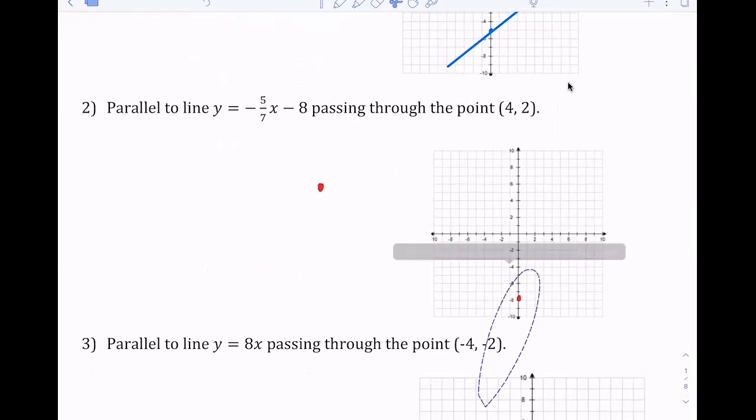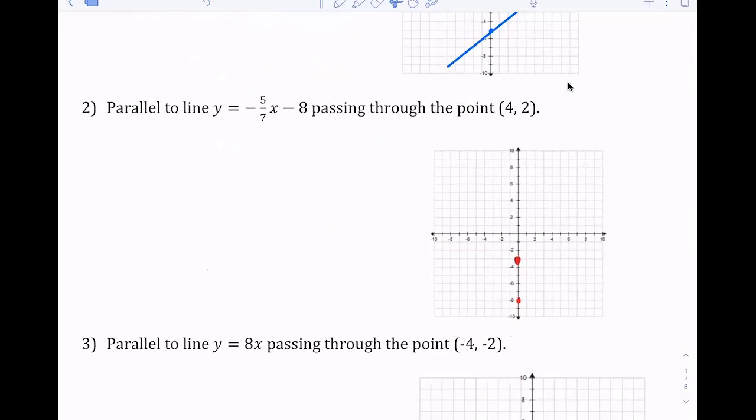Then from there I go what? Up 5. Up 7. Wait a minute. Down 5. Can I go down 5? You gotta go up 5. No, I cannot go down 5. So I must go what? Up 5. 1, 2, 3, 4, 5.